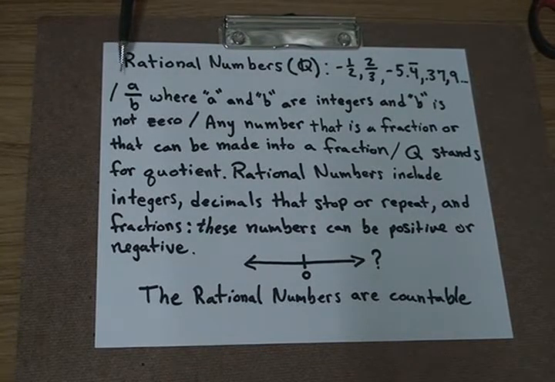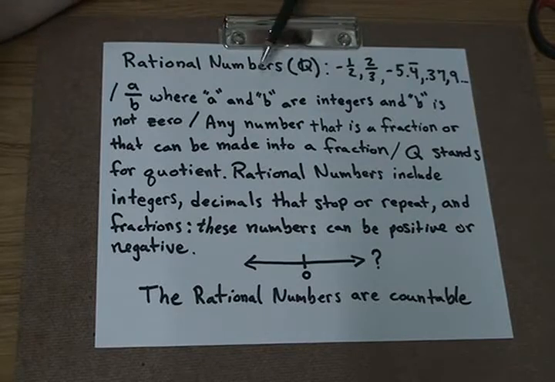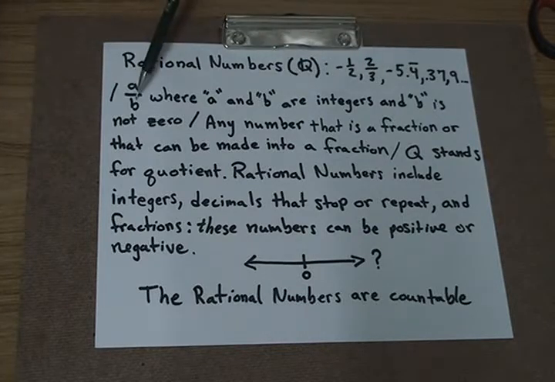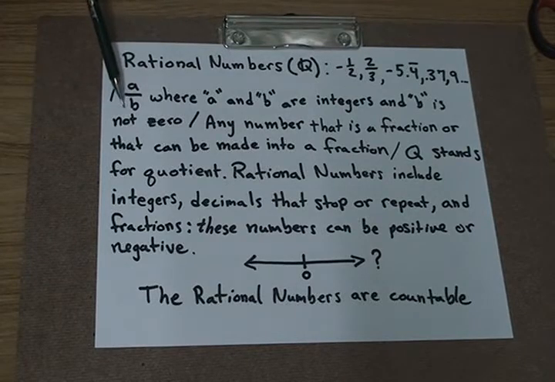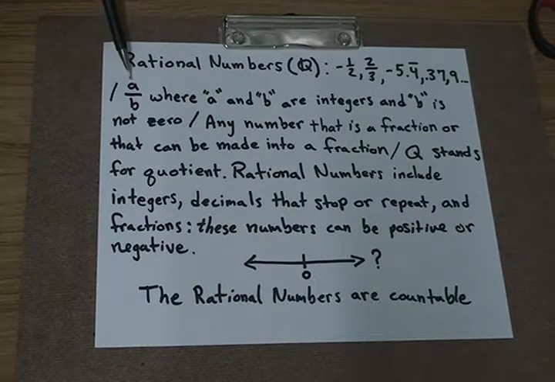A rational number looks like a over b, where a and b are integers. So it's any fraction, any number that can be represented as a fraction. The one thing that you should remember though is that b can never be 0. We can never have 0 on the bottom of a fraction. So rationals are any number that can be represented as a fraction, a over b, where a and b are any regular numbers, positive or negative.